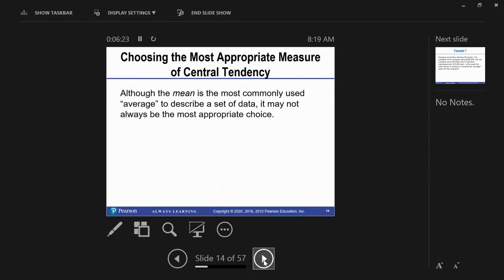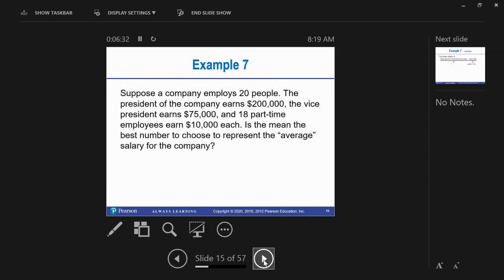Okay, so although the mean is the most commonly used average to describe a set of data, it may not always be the most appropriate choice. So in this example, suppose a company employs 20 people. The president of the company earns $200,000. The vice president earns $75,000. And then 18 part-time employees earn $10,000 each. Is the mean the best number to choose to represent the average salary for the company?